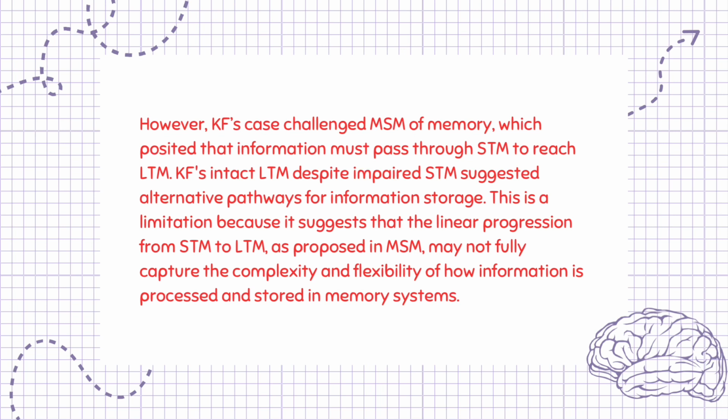However, KF's case challenged the MSM of memory, which posited that information must pass through STM to reach LTM. KF's intact LTM despite impaired STM suggested alternative pathways for information storage. This is a limitation because it suggests that the linear progression from STM to LTM, as proposed in MSM, may not fully capture the complexity and flexibility of how information is processed and stored in memory systems.